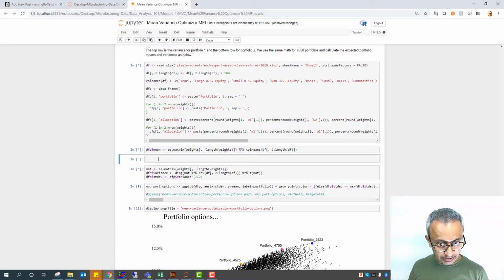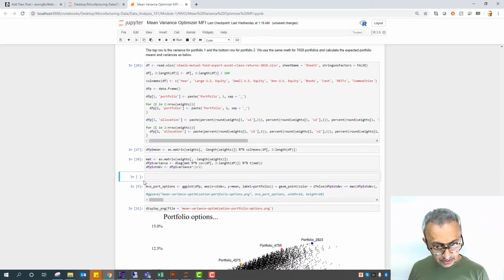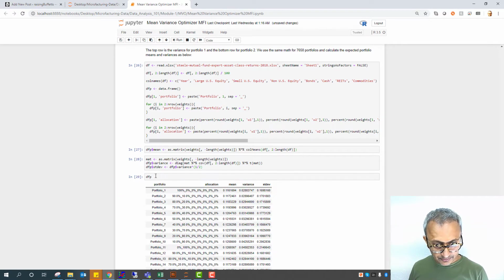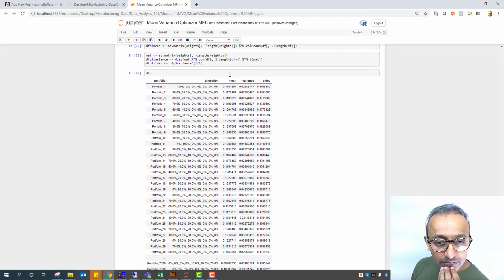And let's look at what that looks like. Actually, let's look at both, and the DFP. So you have the mean column. These are all different portfolio combinations, see that? And you have the mean column.